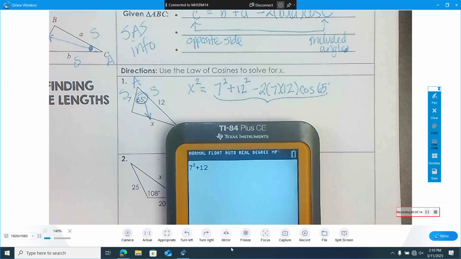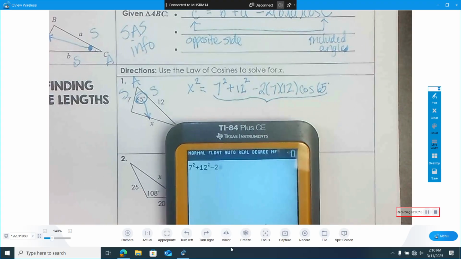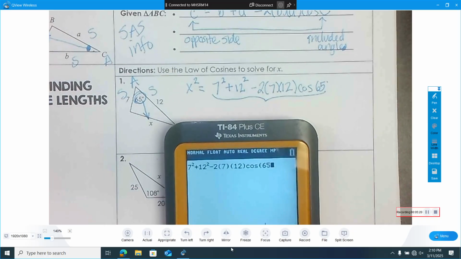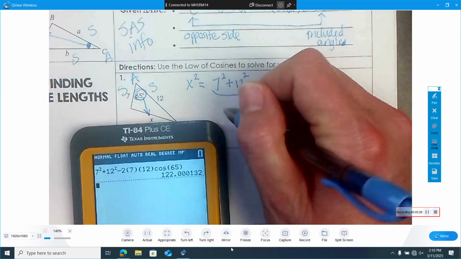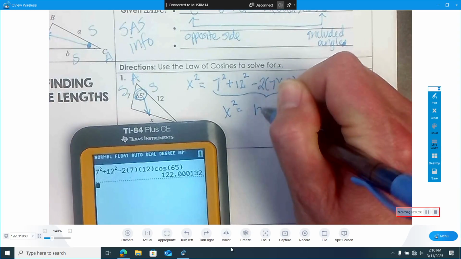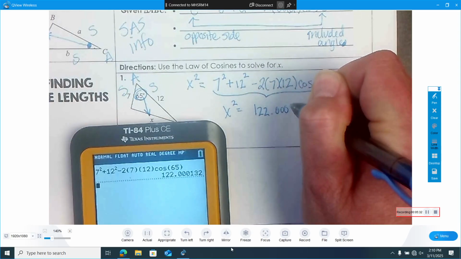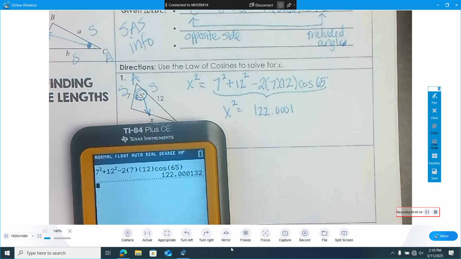Just type everything into the calculator. 2 times 7 times 12 times the cosine of 65, all in one giant long line. And we're going to get a big old number here. We get x squared is equal to 122.0001. And then that's x squared.